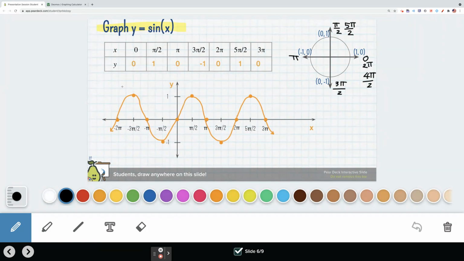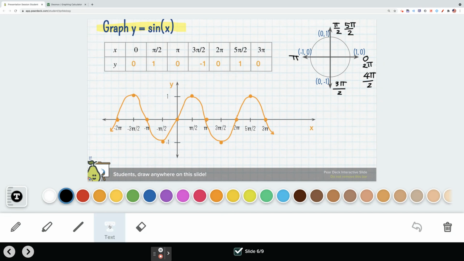We figured out what our graph looks like by making a table of ordered pairs. Our x-coordinate is our angle in radian measure. Our y-coordinate is the sine of that angle. And then we plotted our points and connected them with a smooth curve.